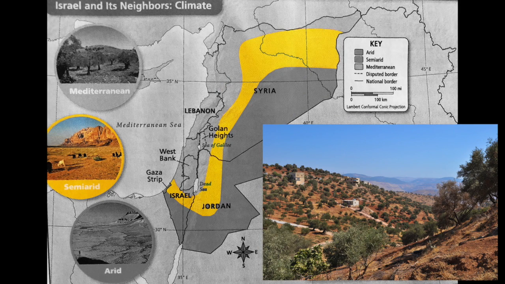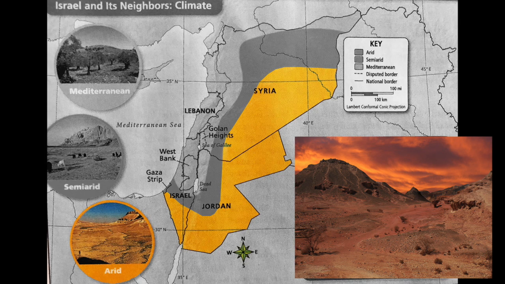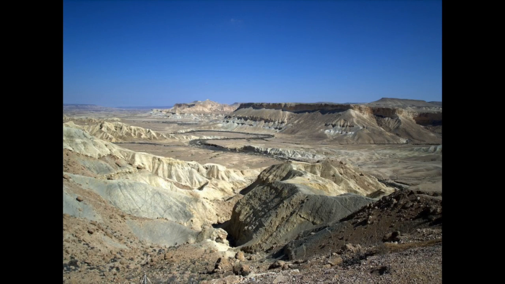This semi-arid climate cannot support much plant and animal life. It stretches from central Syria into western Jordan. The remainder of this region has an arid climate, which is very hot and very dry. Even fewer plants and animals can survive in this desert climate.